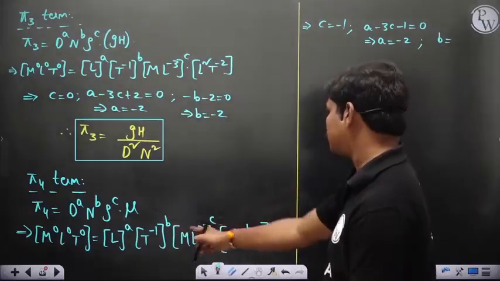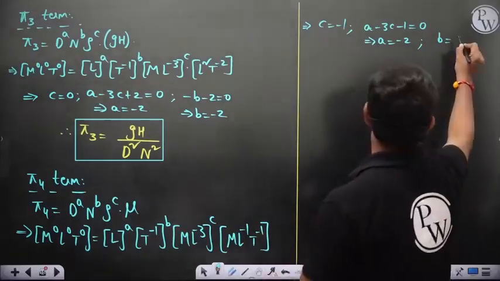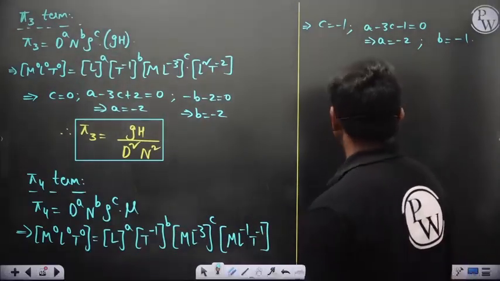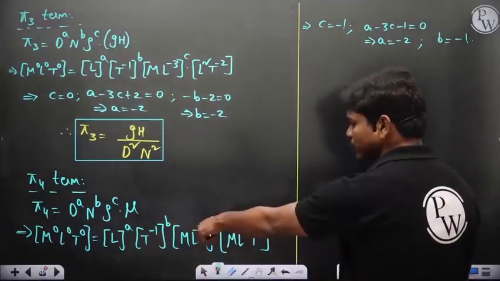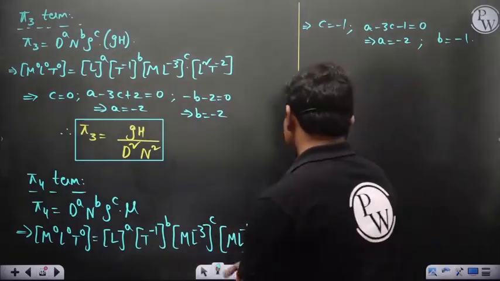Minus 1, no, minus b minus 1 is equal to 0, so b is minus 1. Okay, so b is minus 1, correct? So if you minus 1 plus 1, yeah, 2. So what is the pi 4 term?